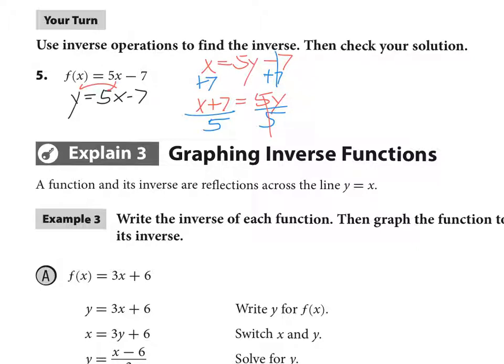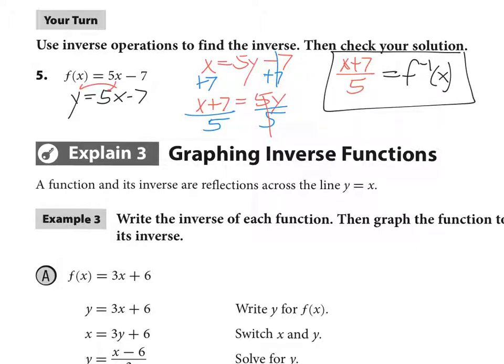Let's cancel. So now I've got (x plus 7) all divided by 5 equals y. But y here is my inverse. So that's where I use this notation, and you'll see it in Algebra 2 for inverse. So there's my inverse problem.